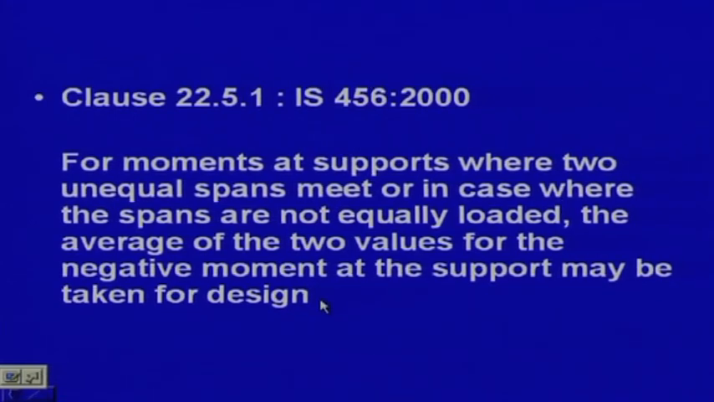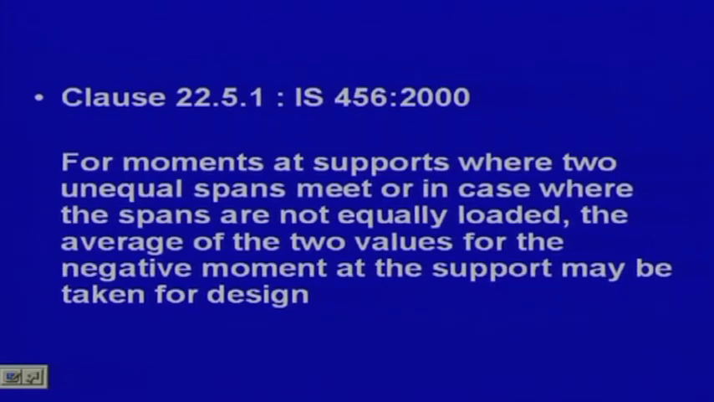Now, our code says that for moments at supports where two unequal spans meet, or where the spans are not equally loaded, it may be either case: the spans are equal but the loading is different. So on one side you will get one moment, and considering the other side you will get another moment at the same point, same junction, same support. Or if the spans are different, then also we shall get a different moment.